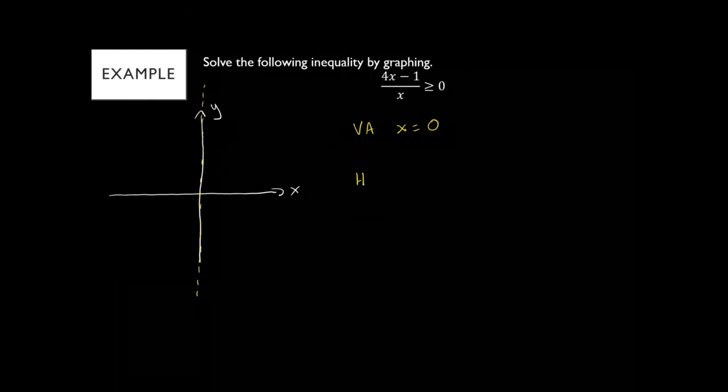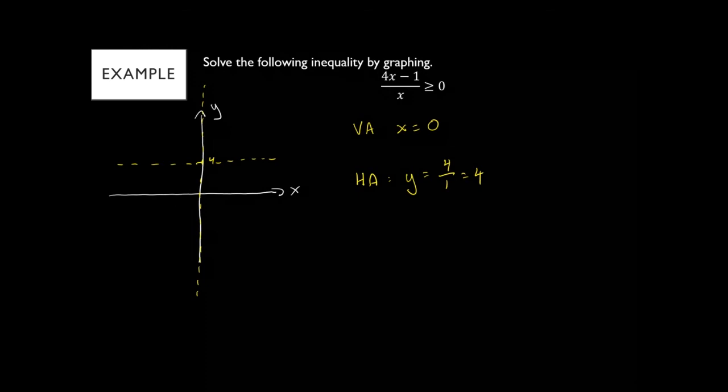For our horizontal asymptote, the degree of the top is equal to the degree of the bottom, because we have a linear on top and a linear on the bottom. So that's going to be at the coefficients for the x's, 4 over 1. So that's going to be at 4. So I'm just going to put 4 on my graph.